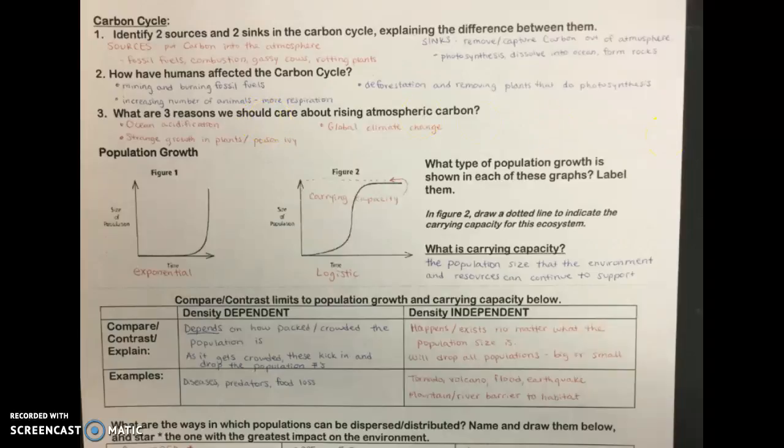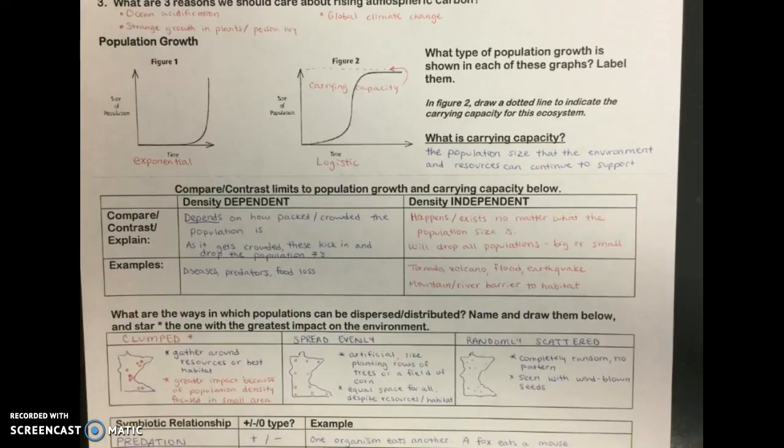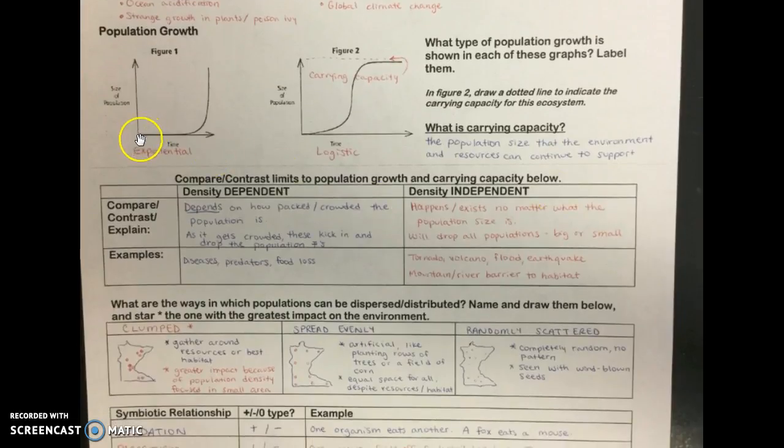For population growth, you guys should be able to recognize the difference between these two graphs. We have an exponential curve, which starts off very, very slow and then quickly spikes and seems like it's never going to fall down. This is something that would happen in a lab environment if you were raising bacteria in a petri dish, but eventually most populations are going to start to level off, and that's when it's called logistic growth. When it levels off, at that point, we call that point the carrying capacity, because that's the population size that the environment and the resources of that environment can continue to support indefinitely, forever.